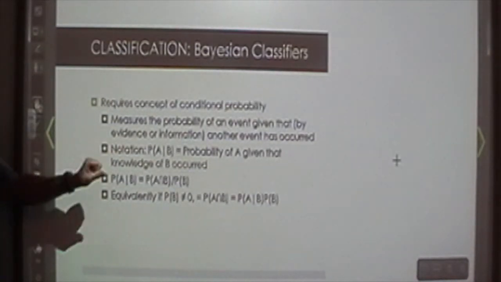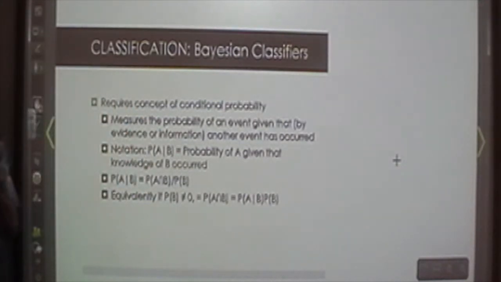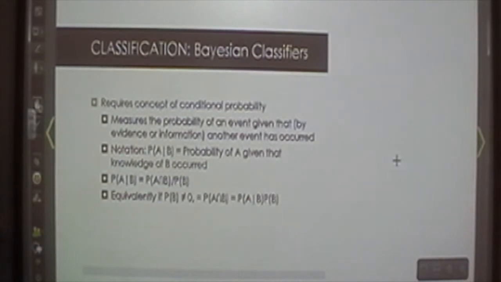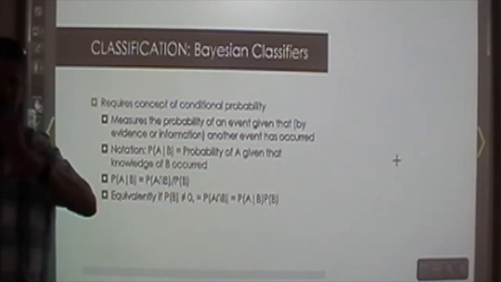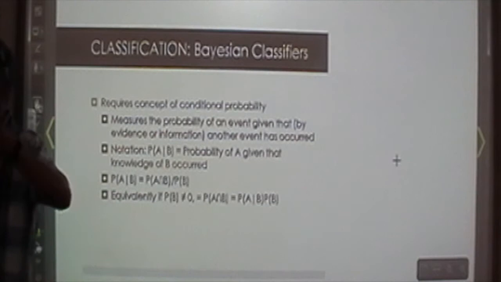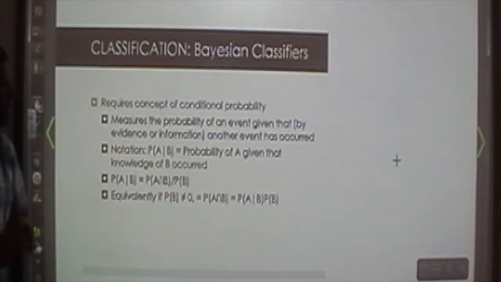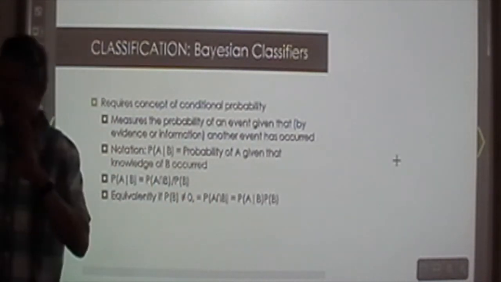The notation we're going to use is on the board here. It's probability of A, and we have that vertical line. That vertical line means given that or knowing that B happened. So in this example, the probability of A, knowing that B happened, you can calculate that in the way we did it, but it comes out to be the probability of both A and B happening divided by the probability that B happens to begin with. And equivalently, we have the formula down at the bottom.